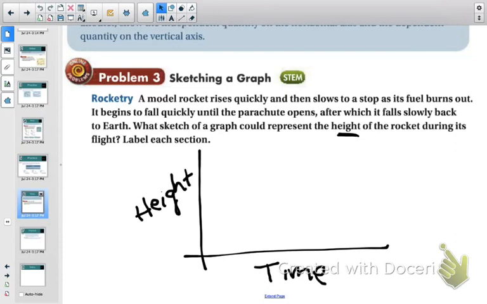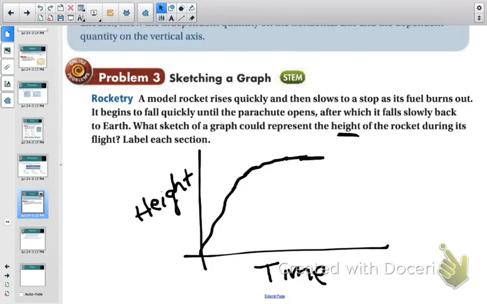Okay, so it's rising quickly, so we're starting at time 0, the height is 0. And then as soon as it launches, it's going up pretty quick, so it goes pretty quick like this. I'm not sure why my pen does this curvy thing, but it's kind of cool. But it's going pretty fast up, so we have a pretty steep line there, until its fuel burns out, so then it starts to kind of slow down. It's not quite as steep. And then as soon as the fuel burns out, it's peaked here.